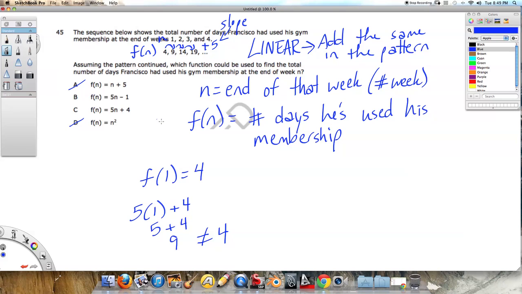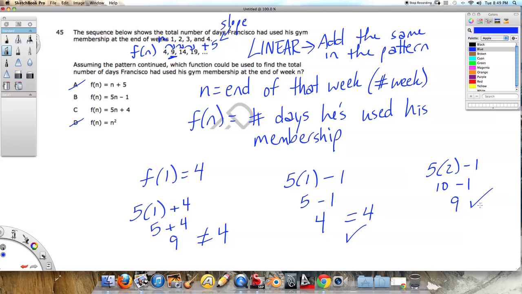So let's try equation B. Let's assume that for week 1, we plug in 1, and we have 5 times 1 minus 1. 5 times 1 is 5, and if we take away 1, we get 4. So in this case, that actually does work. Let's just try week 2 and see. At the end of week 2, we expected 9 days of membership use. So let's try 5 times 2. 5 times 2 is 10, minus 1 gives me 9. So this is actually going to be the one that works out right here.